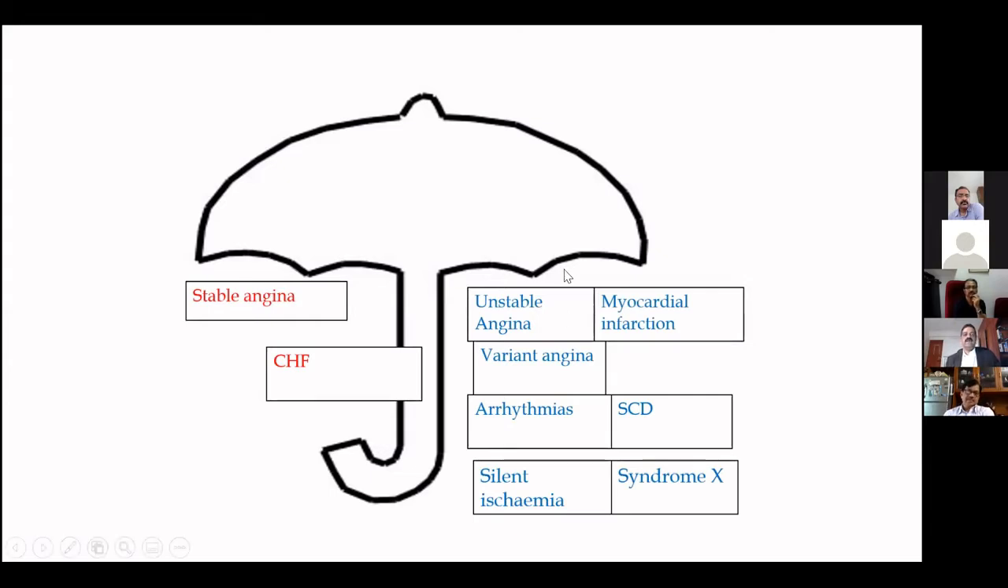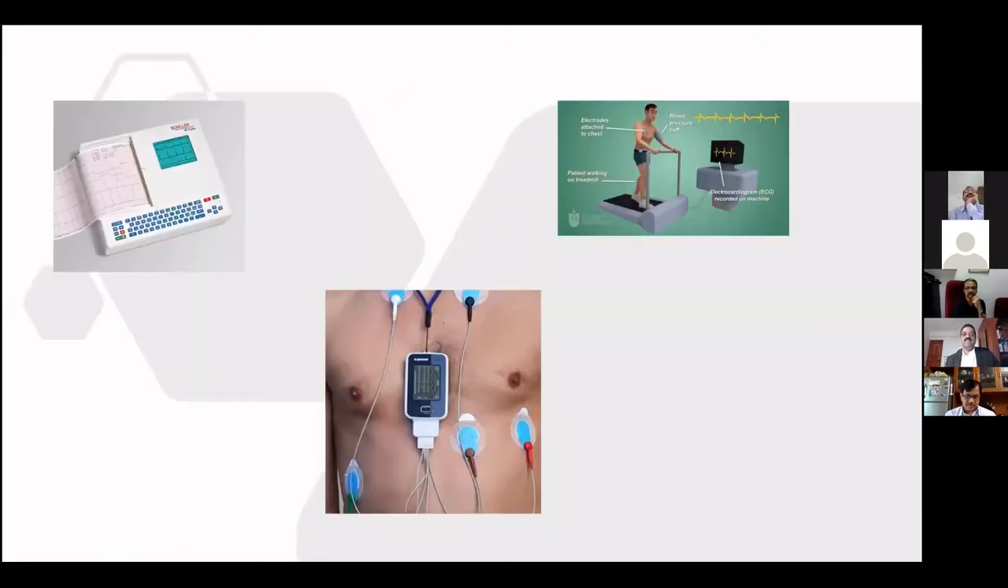So why did I change this to ischemic heart diseases? Because when somebody suddenly talks about ischemic heart disease, you have stable angina, congestive heart failure, unstable angina, variant angina, arrhythmia, silent ischemia, syndrome X, and the acute MIs, which all need to be addressed. And I specifically said ECGs because there is the 12-lead ECG, an exercise ECG, then an ambulatory ECG, and many more different formats of acquiring the information.